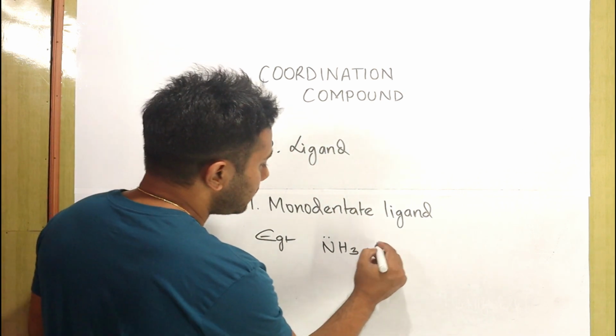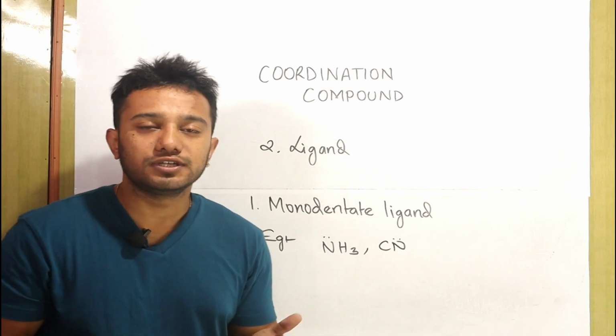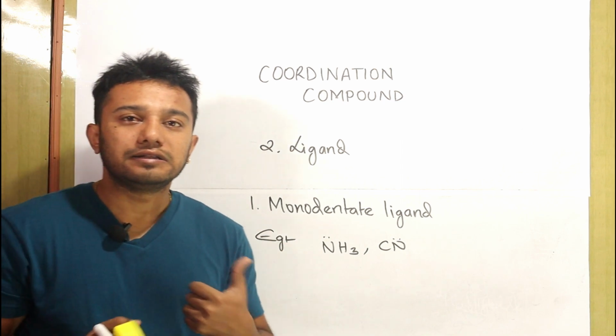The second one we have is cyanide, through nitrogen. It can make a coordination bond with the metal ion. So these are monodentate ligands.